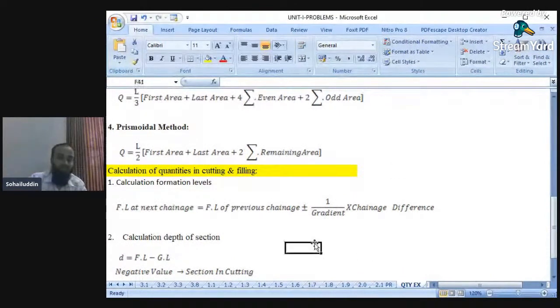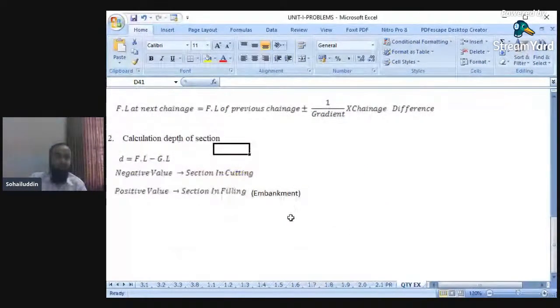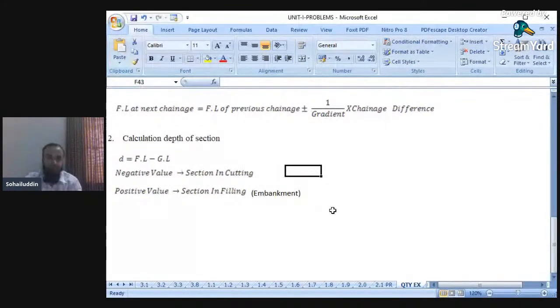In the same way, the calculation of depth of section is nothing but formation level minus ground level. If it is negative, then it comes under cutting, and if it is positive, then it comes under filling or embankment. Embankment is nothing but filling. So we will see the problems related to this.